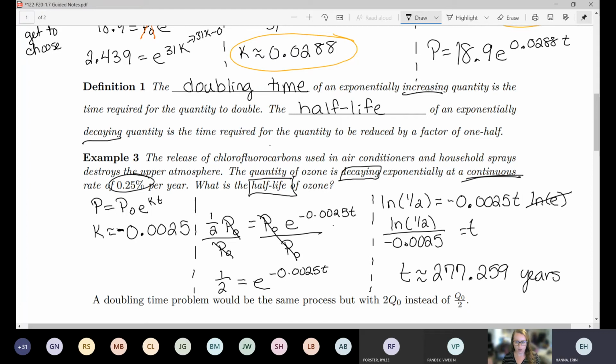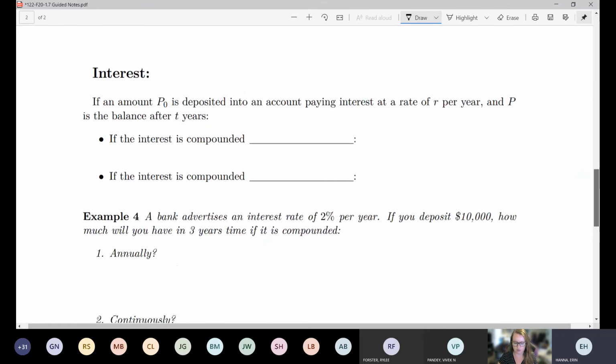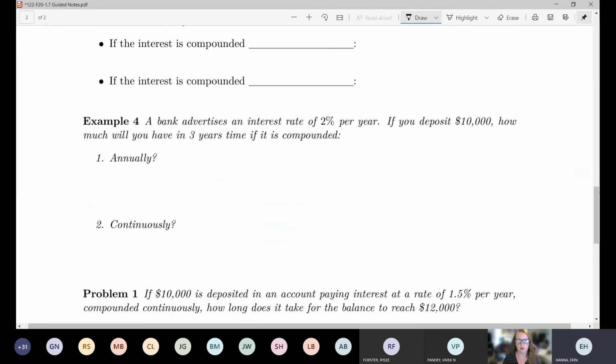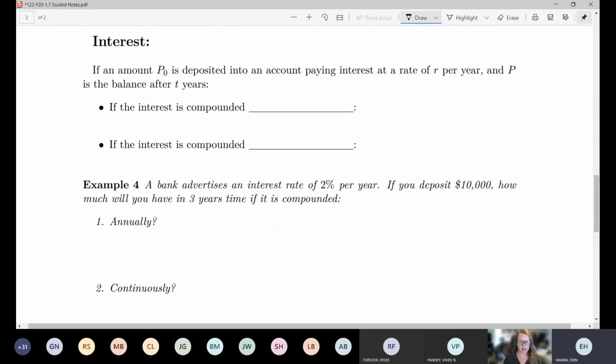Okay. Let's super quickly breeze through this last bit then. I'm trying to save a little time for questions, but the last thing, again, we kind of already know how to do these. We just need the context of it.